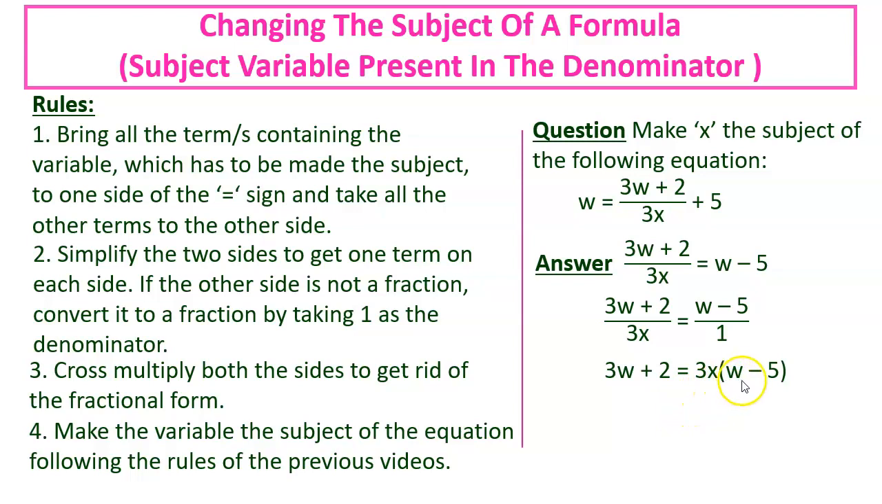Okay, and then what we do, we take this part within the parenthesis. This time there is the 3 as well, which has to be included because this is not x. Only x has to be kept over here on this side, and the other parts should be made the denominator of the other side. So this 3 times w minus 5 should be made the denominator of the other side. So this is x equal to 3w plus 2 over 3 times w minus 5, or we may expand this. It will be 3w plus 2 over 3w minus 15. Okay, so this is how we change the subject of a formula when the subject variable is present in the denominator of a fraction.